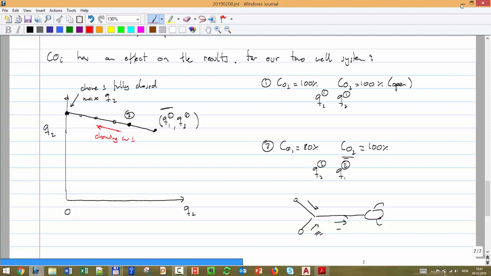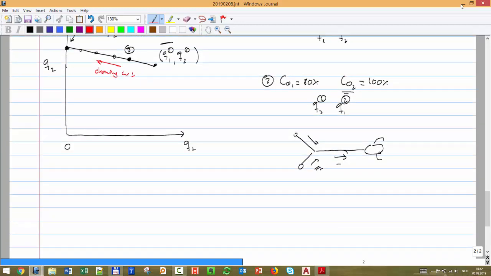Now let's go back to point 1. Let's make now a number 3. What happens if now I keep the choke of well 1 open 100%, but I take the choke of number 2 to 80%? What should happen is that Q1 should increase, because now well 2 is not competing with it in the flow line. But Q2 should decrease. That means Q1 should go in this direction, Q2 should go in that direction, and maybe the point ends up here, number 3.